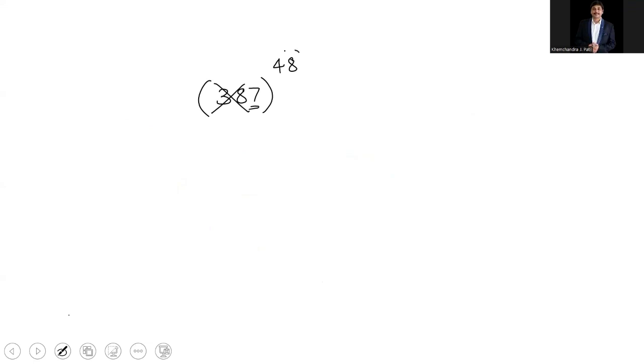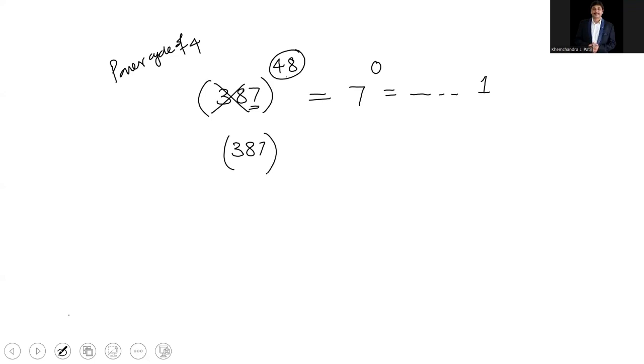7. 7 के केस में पावर साइकिल ऑफ 4 फॉलो करता है, तो इसको 4 से डिवाइड करो। हम इसको 4 से डिवाइड क्यों कर रहे हैं? बिकॉज 7 फॉलोज द पावर साइकिल ऑफ 4। ओके, 4 से डिवाइड करने के बाद रिमाइंडर क्या बचेगा? 0 रिमाइंडर आएगा, बिकॉज 48 इज एग्जैक्टली डिविजिबल बाय 4। 7 raised to 0, as per rules of indices, 7 raised to 0 is 1. So what we can say, 387 raised to 48, the unit place of this expansion will be 1. I hope you people are getting this.